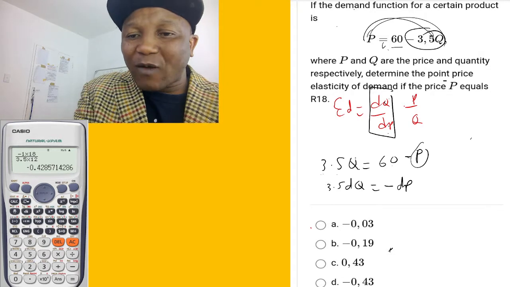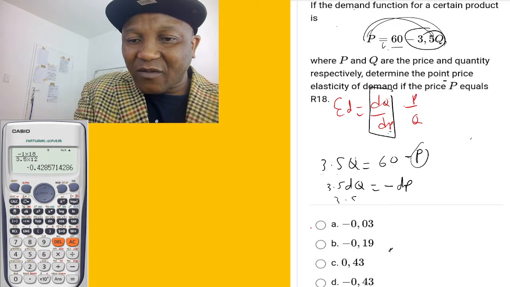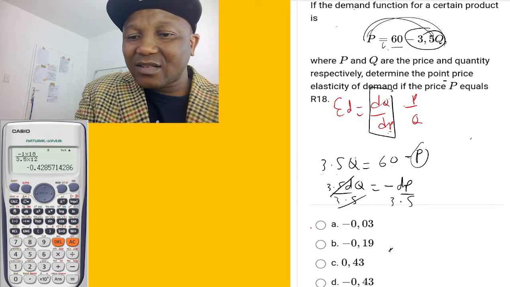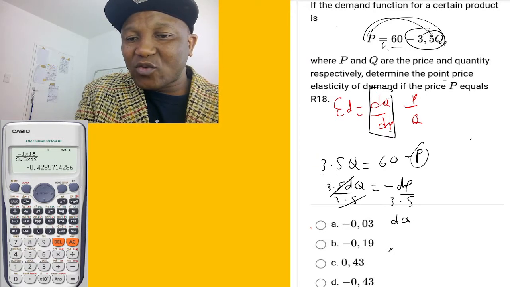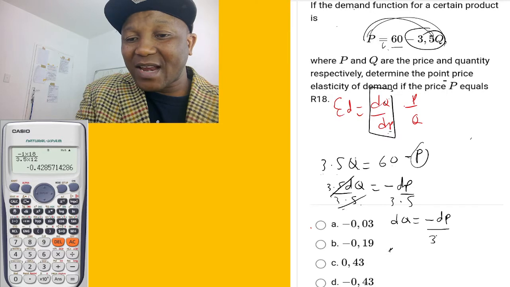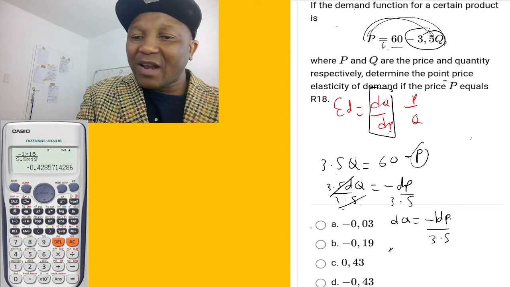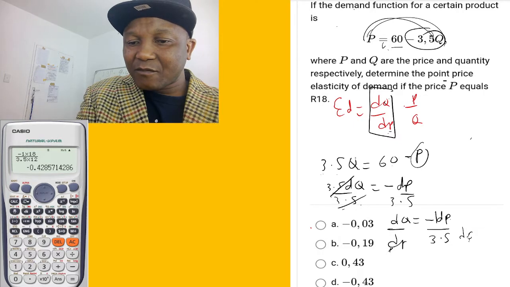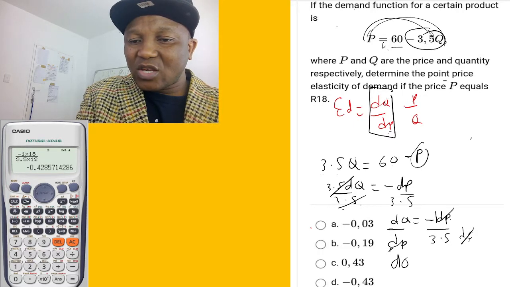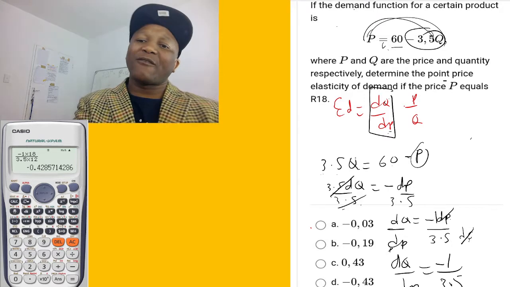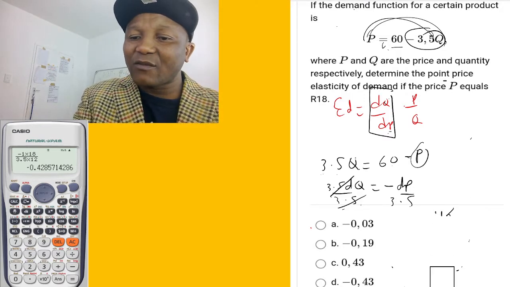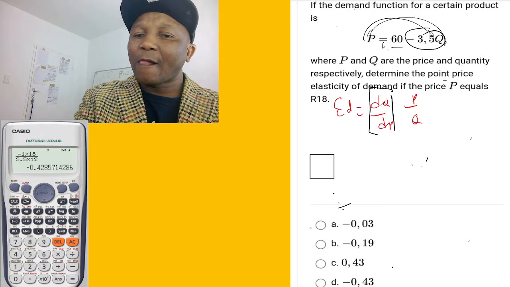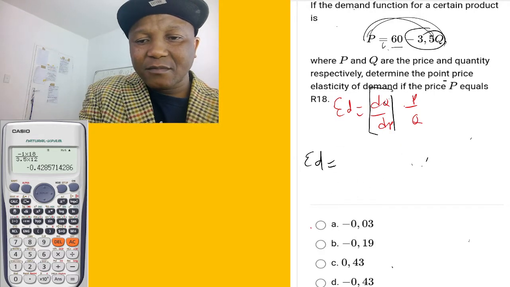So we want to get dq over dp. Divide by 3.5. This and this cancel. So we get dq, and this dp comes to the bottom, equal to negative 1. Divide by dp. This and this cancel. So dq over dp equals negative 1 over 3.5. Correct, I was right. So now we say elasticity of demand: dq over dp, negative 1 over 3.5.